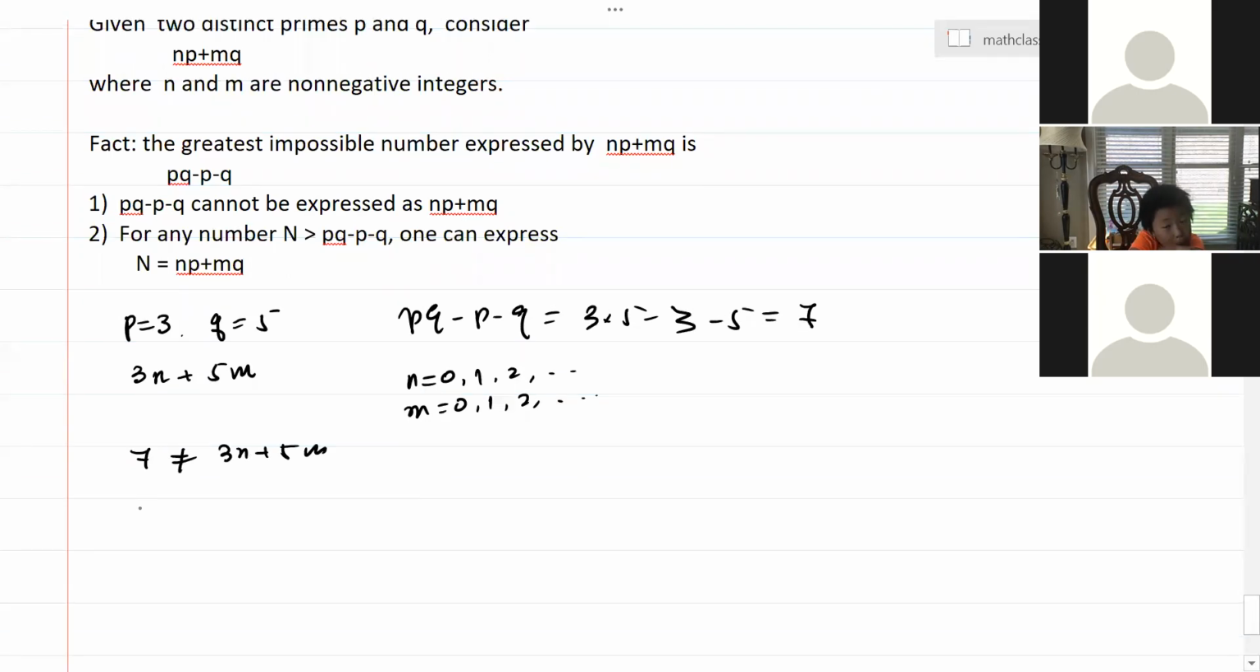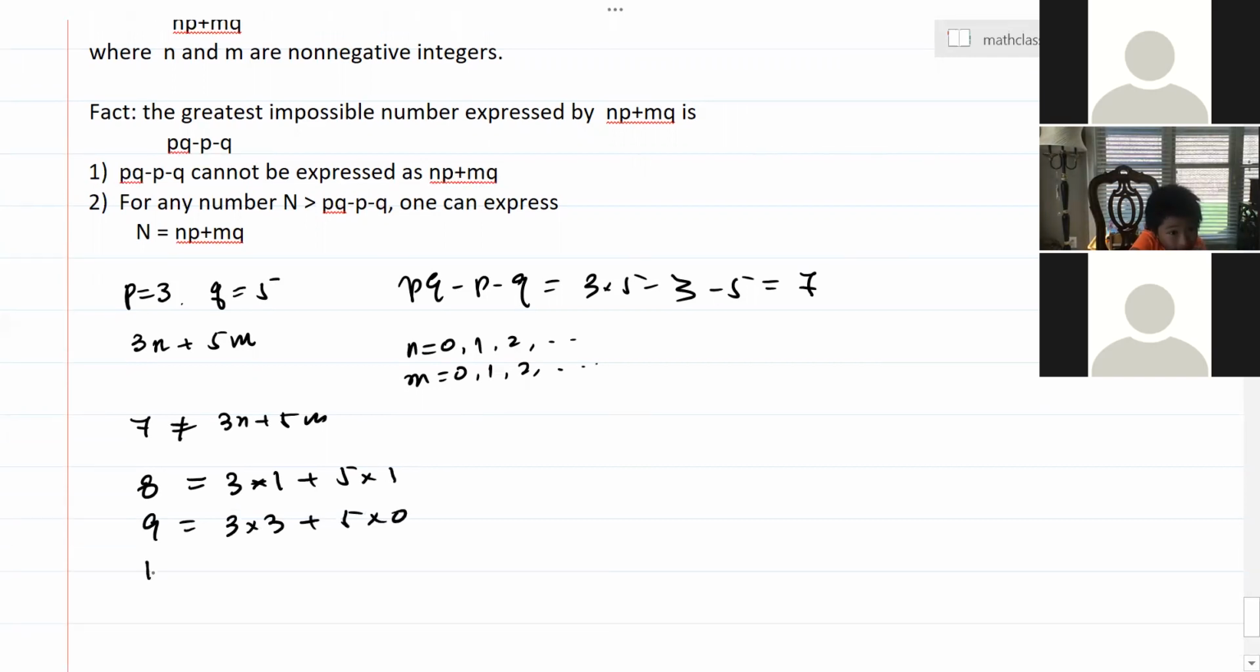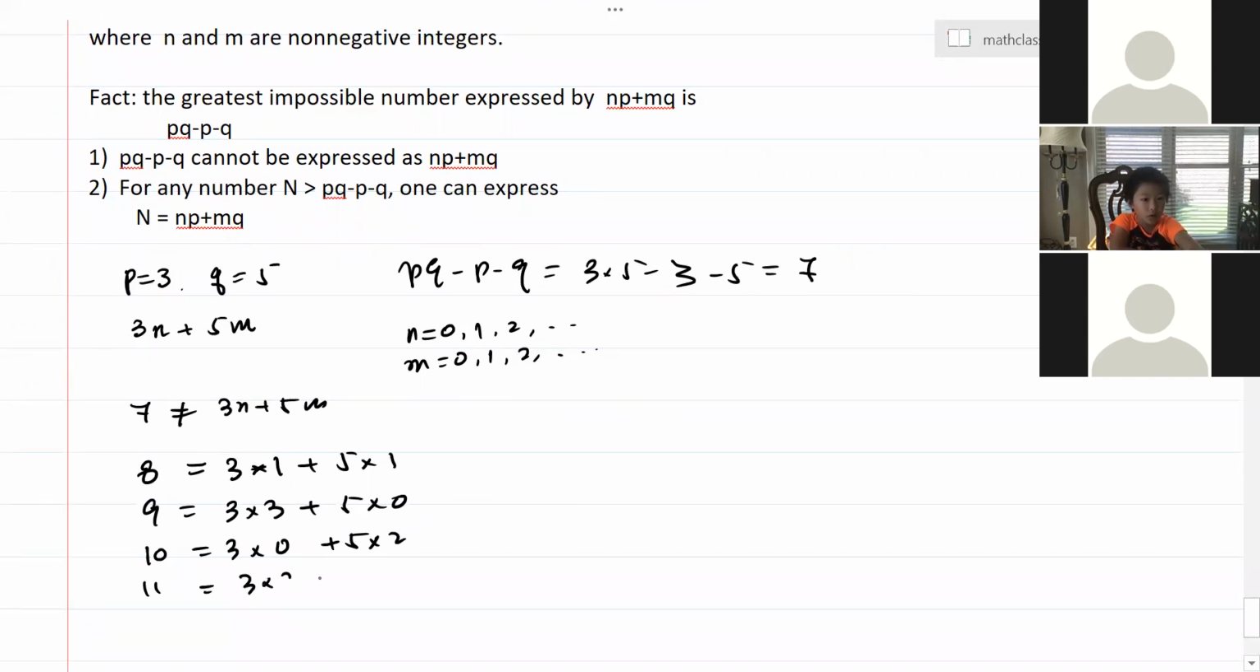Now, how about 8? 8 can be done, 3 times 1 plus 5 times 1, great, right? And how about 9? 9 is 3 times 3 plus 5 times 0, right? Great. That's a surprise, right? 10. 10 is 3 times 0 plus 5 times 2. You see, you can easily do it. And then 11. 11 is a trouble, right? 11 is 3 times 2 plus 5 times 1. You see? 12 doesn't matter. Any number after 7, you can express as a combination in this form, np plus mq, where m and n are non-negative integers.